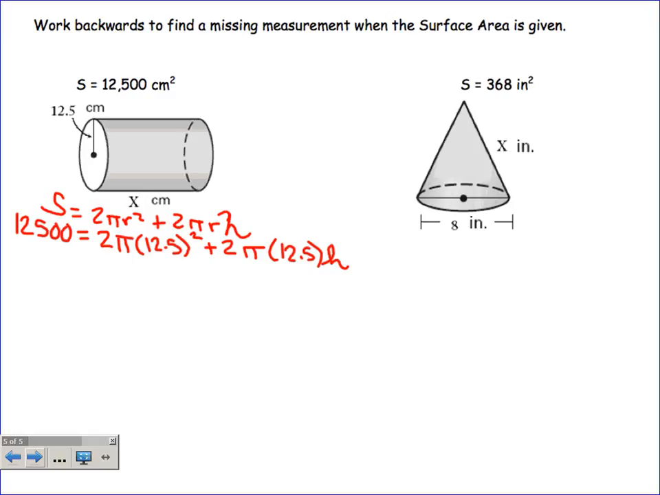Actually, I can put it in x. Because it says that that's x. I agree with you. Okay, so we're going to probably use our calculators a little bit here. 12.5 squared times 2 pi. This is somewhere around 12.5. I took 2 times pi times 12.5 squared.